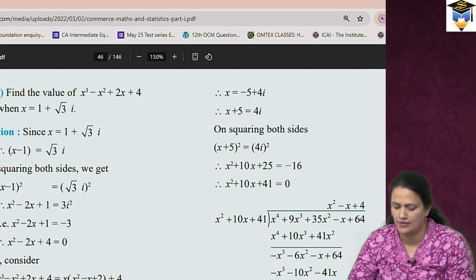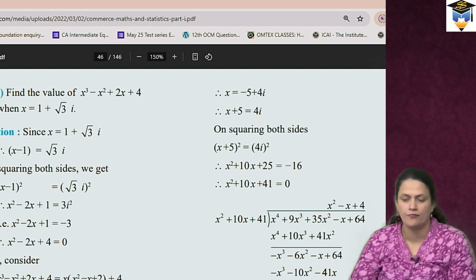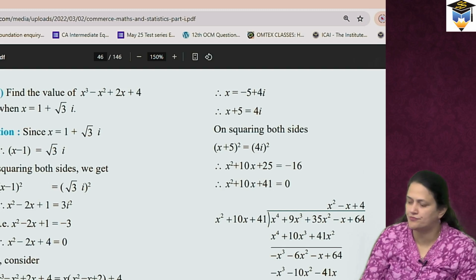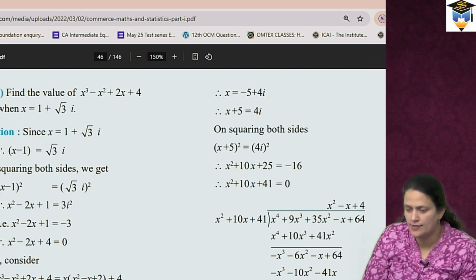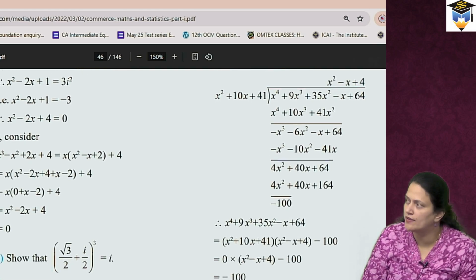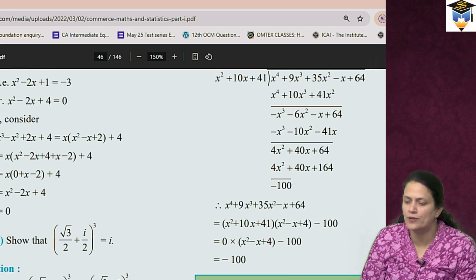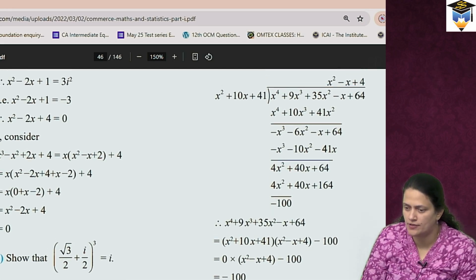Finished? Let me know if you are done. Is it done? Now write down this part, the division part, and the value comes out to be minus 100. Okay, so that part just write down, just a minute.